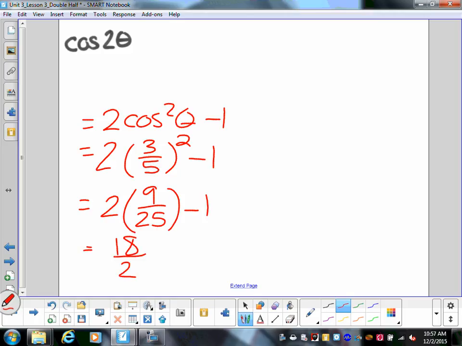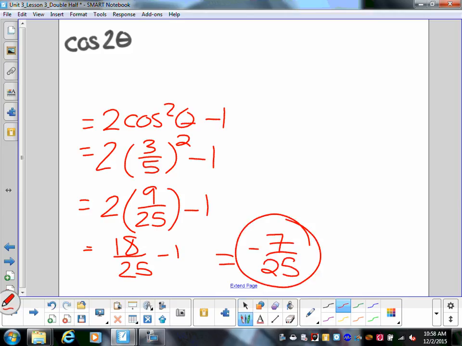So why are there 3 formulas if you could just use any of them? Things get complicated. So 1 in 25ths is 25 25ths. So when I do 18 minus 25, I get negative 7 25ths. Reed, did you do it the same way I did? You got the same answer.